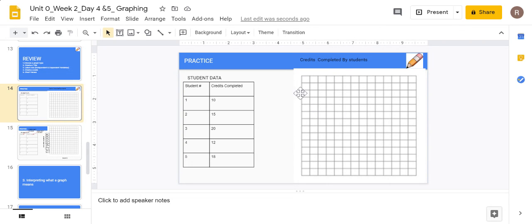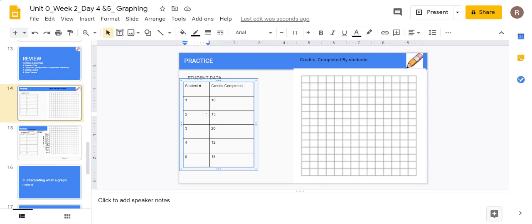Okay, and then once I have my title, then I'm going to start thinking about what is my scale, what is the independent and dependent variables. So here we have student number and how many credits completed. We're not talking about there's one student, there's two students, there's three students. No, we're talking about this is student number one, this is student number two, student number three. In total, we are measuring how many credits 5 students have completed.